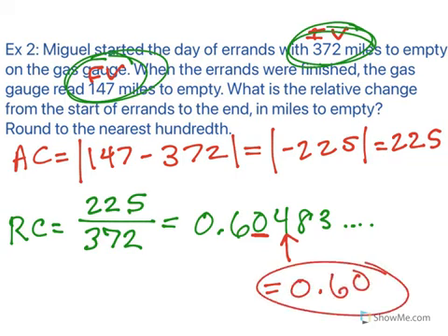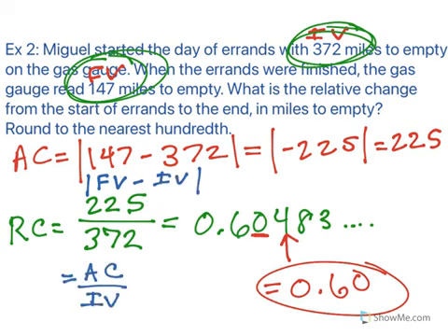I highly recommend, until you have all of this in your brain, go ahead and write down final value minus initial value. Absolute change over initial value. You notice I didn't write everything out. You can abbreviate, but by writing down the formulas, it's going to help you remember and understand, which is half of the battle.